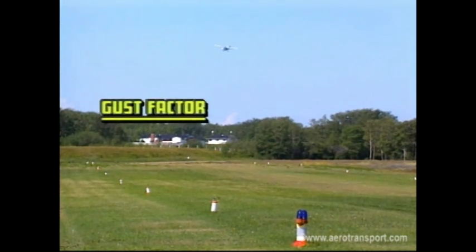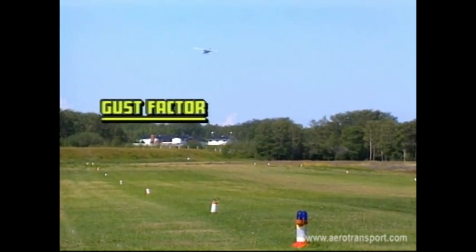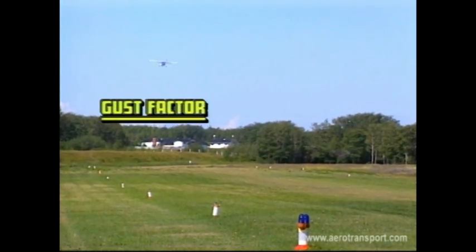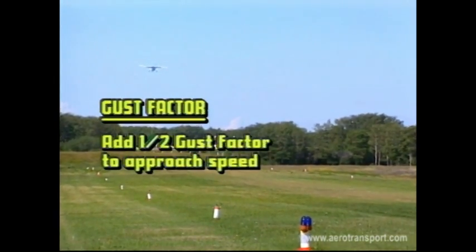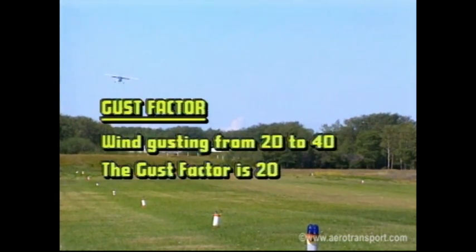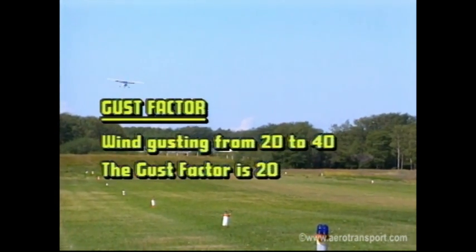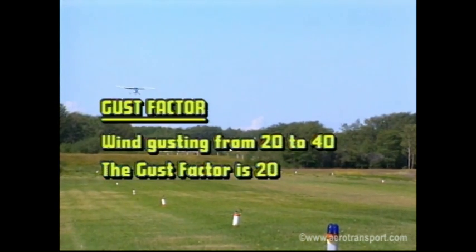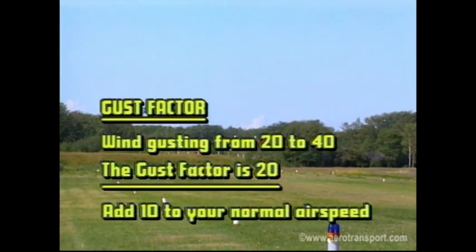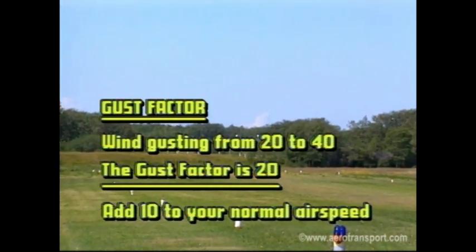Factor in the gust factor to the approach speed when appropriate. The need for a lower approach speed lessens when winds are strong. In gusty conditions, you should add an amount equal to half the gust factor to your approach speed. For example, if the wind gusts from 20 to 40, the gust factor is 20. That means you should add 10 to your normal approach speed to allow for gusts.